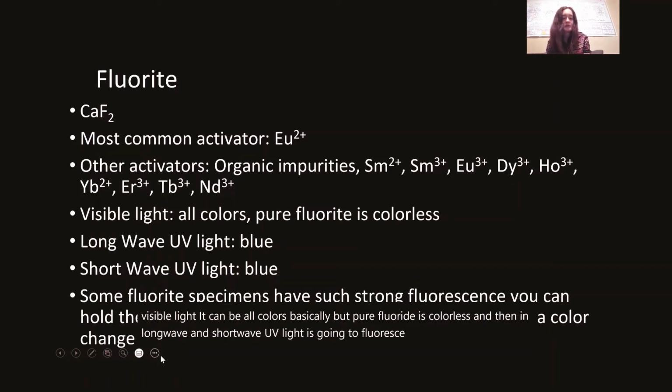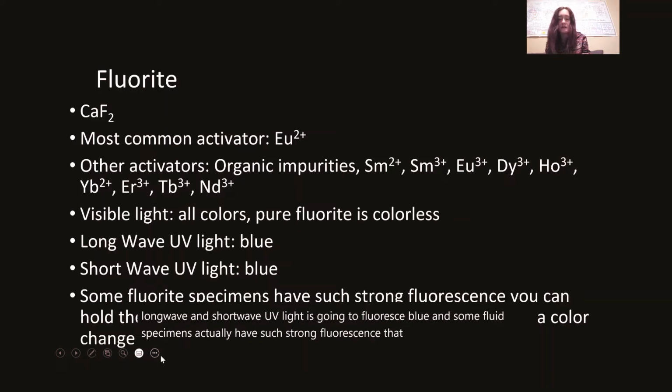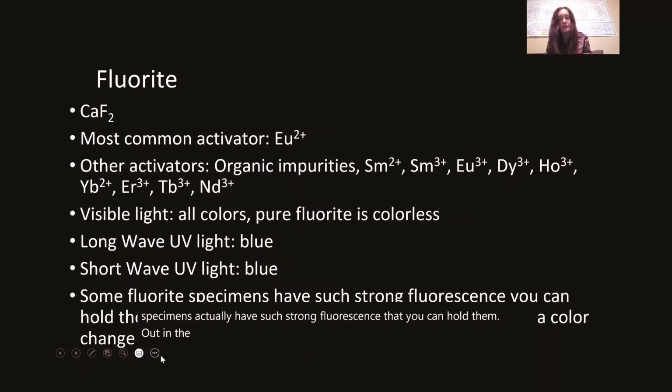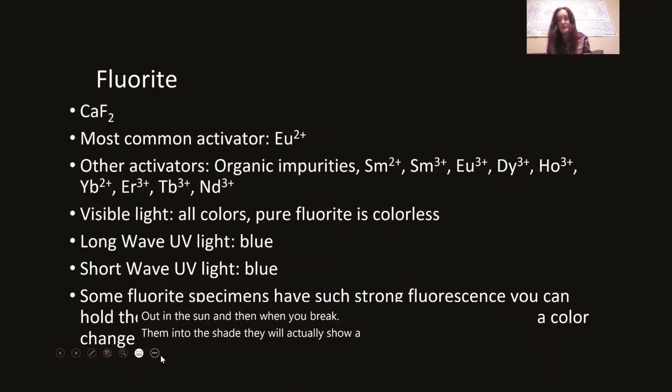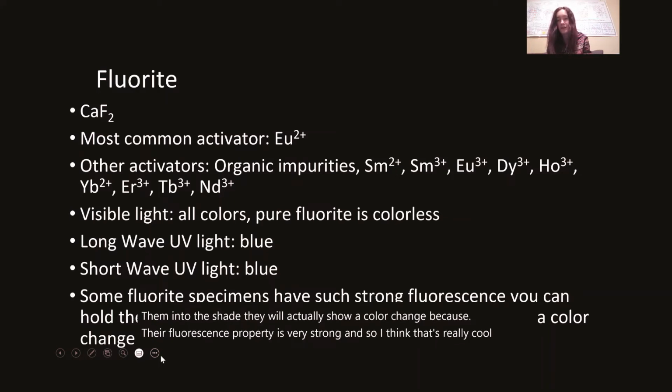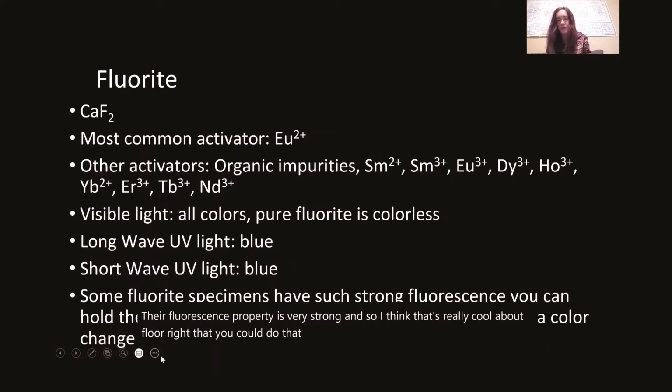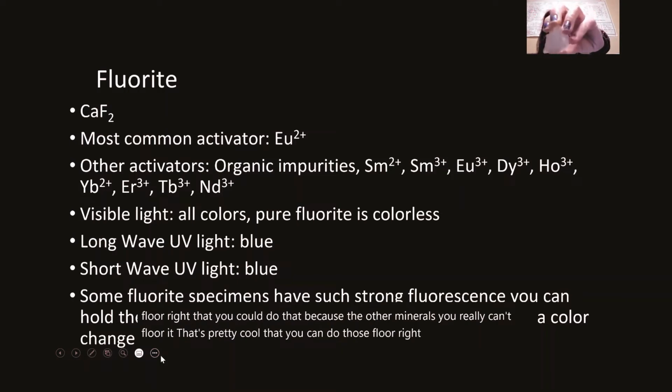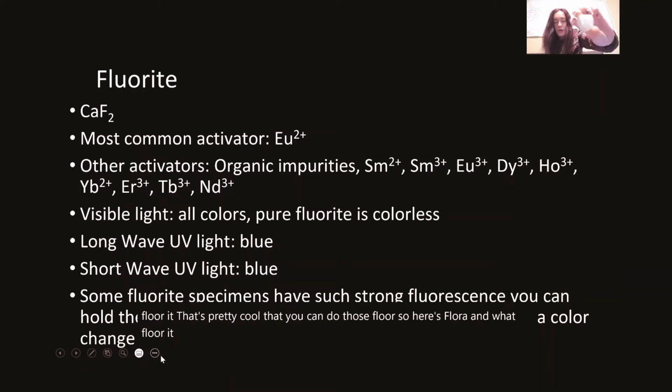And some fluorite specimens actually have such strong fluorescence that you can hold them out in the sun, and then when you bring them into the shade, they will actually show a color change because their fluorescence property is very strong. And so I think that's really cool about fluorite, because the other minerals you really can't do that with, but fluorite, that's pretty cool. So here's fluorite and what fluorite looks like in normal light.